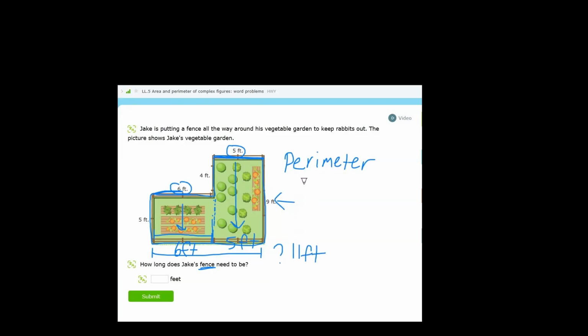Okay? And now for perimeter, we just add up all of the side lengths. So P for perimeter, we have our 5 feet plus my 9 here, and this bottom length is 11 feet, plus my 5 feet on the side, plus my 6 feet, and last but not least, our 4. If you add them all up, you should get 40 feet.